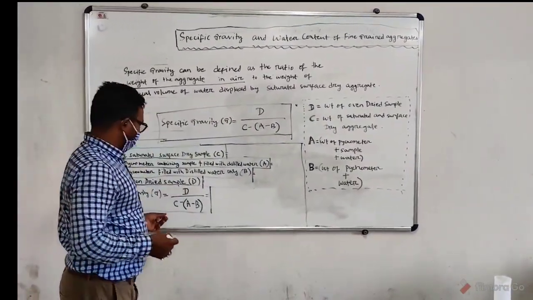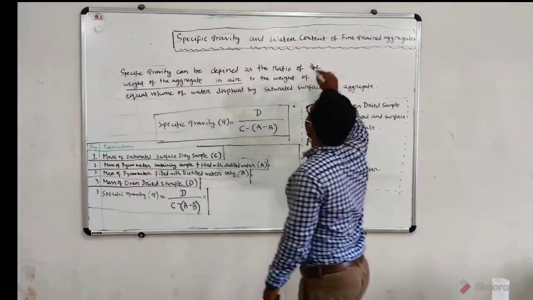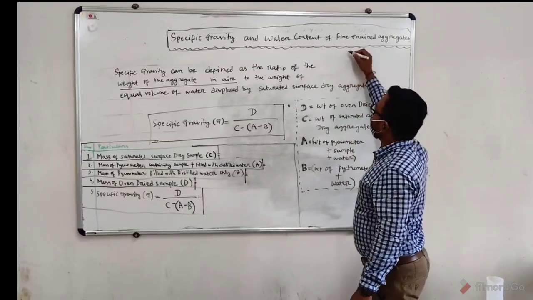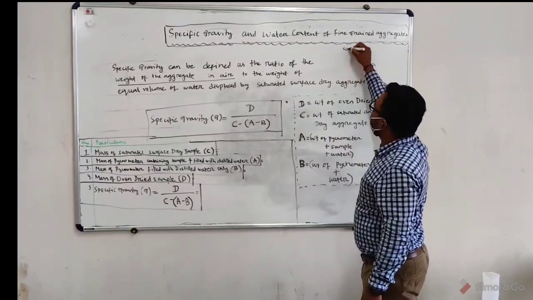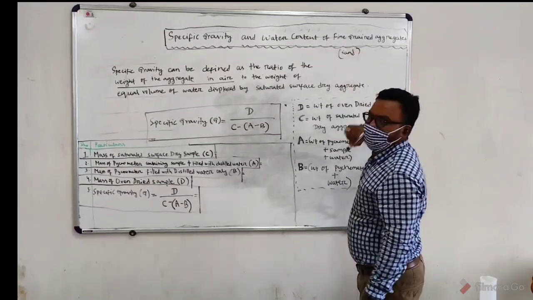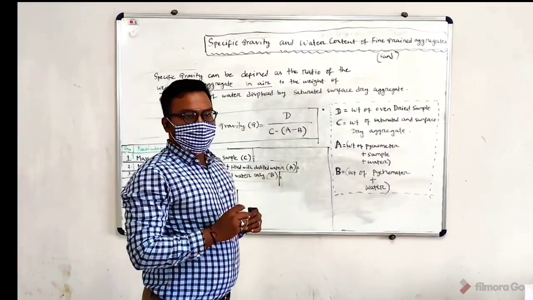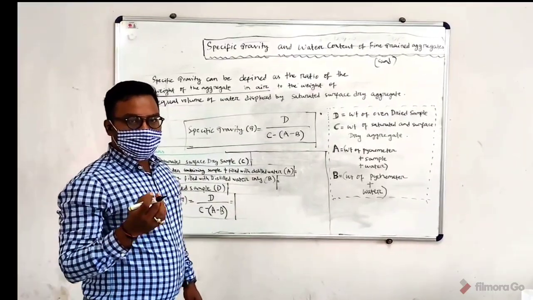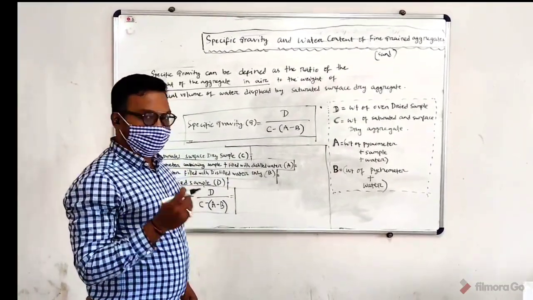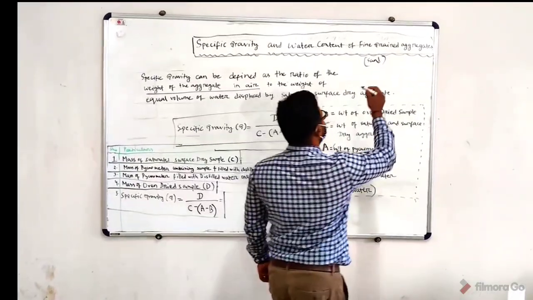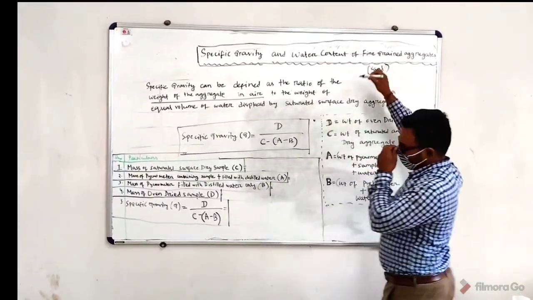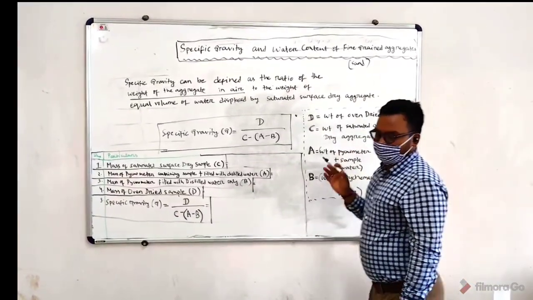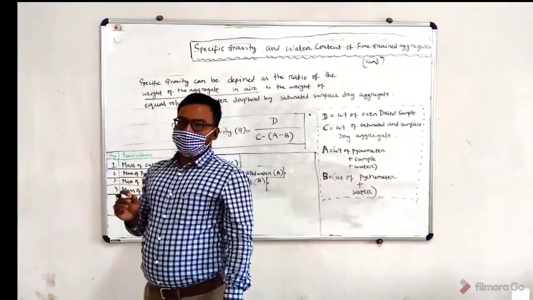Today's experiment is specific gravity and water content of fine grained aggregates. Fine grained aggregates, specially we refer to sand, which is an important part of the concrete. We generally use sand, water, cement, coarse aggregate and fine aggregate in concrete. One of the components is sand, and its specific gravity plays a major vital role in determining the grade of the concrete.